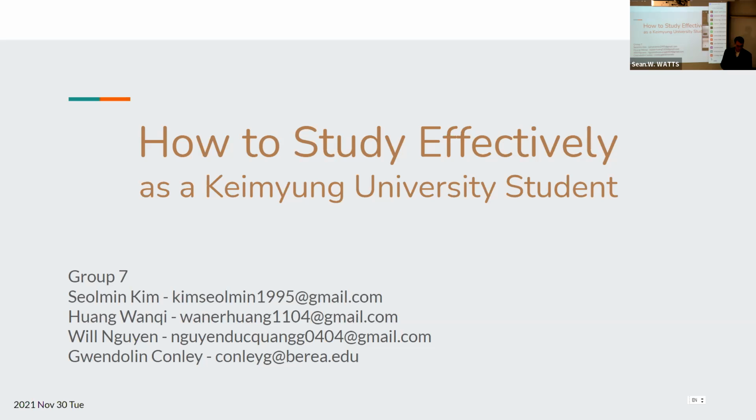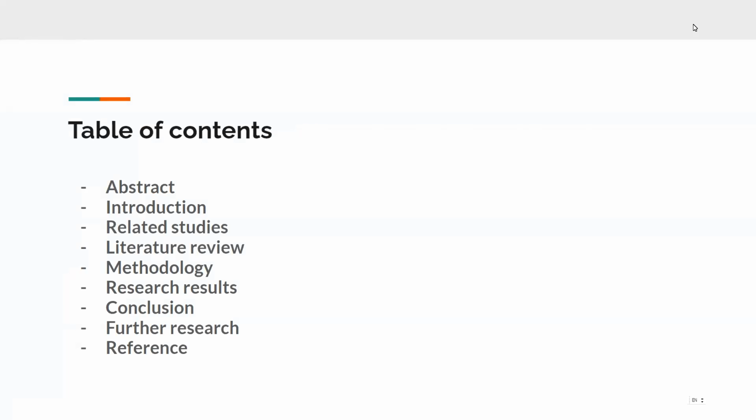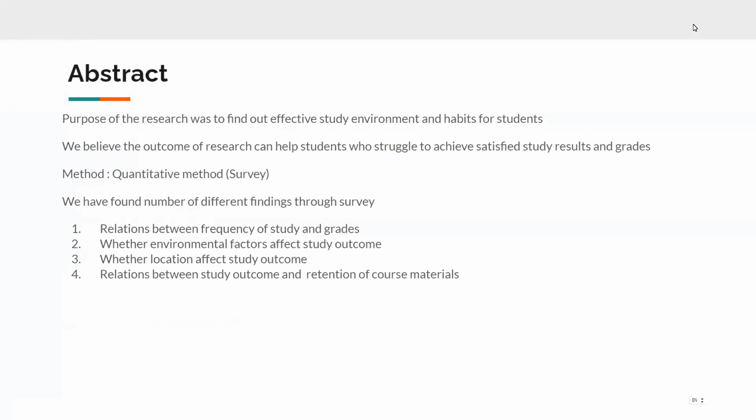Solwyn Kim, Huang Wanki, Wilwin, and Gwen. All right, so our topic is how to study effectively as a female university student, and we are group 7. And this is our table of contents. We're going to start with the abstract, which I'll hand over to Herman.